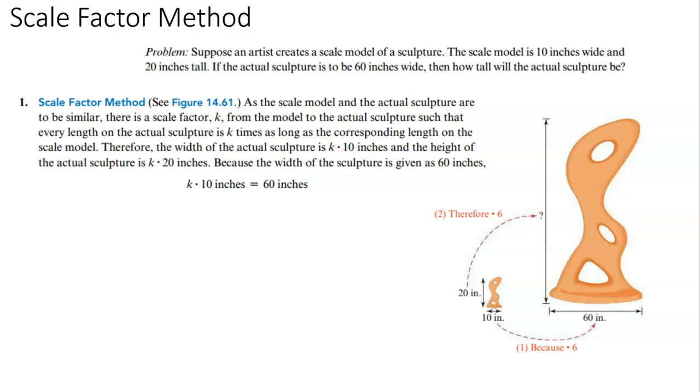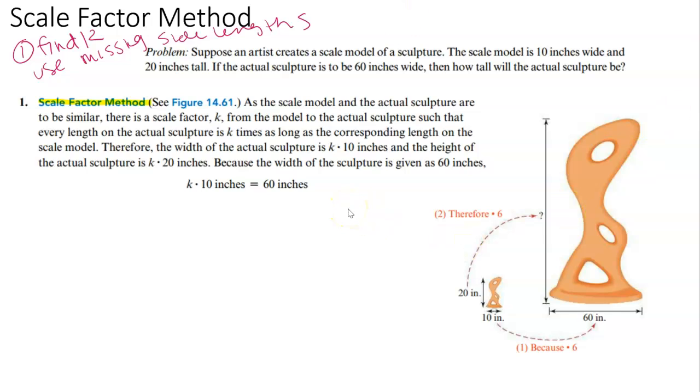And so the scale factor method, I'm just going to summarize it here. The scale factor method, first we want to find K. We want to find that scale factor, and we're going to use it to determine the missing side lengths. Okay, so let's just watch how this ends up, and then we'll clarify it here.